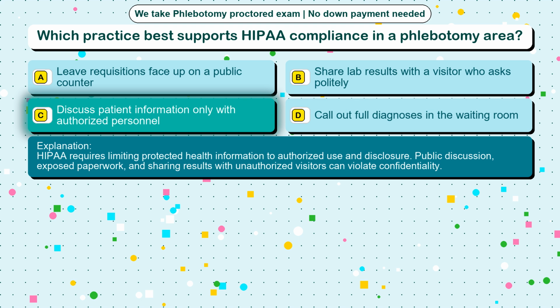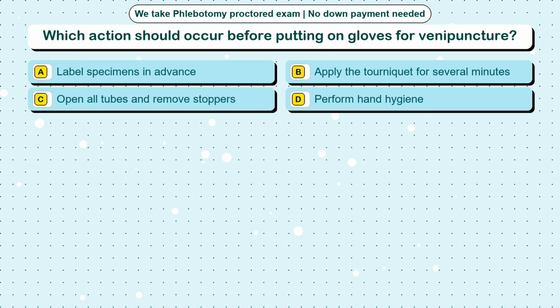HIPAA requires limiting protected health information to authorized use and disclosure. Public discussion, exposed paperwork, and sharing results with unauthorized visitors can violate confidentiality. Question 82. Which action should occur before putting on gloves for venipuncture?